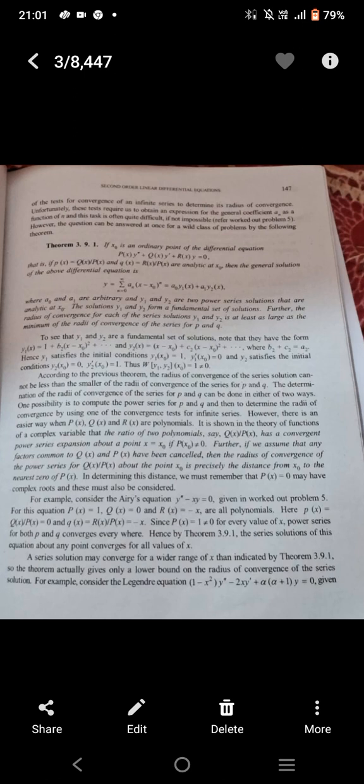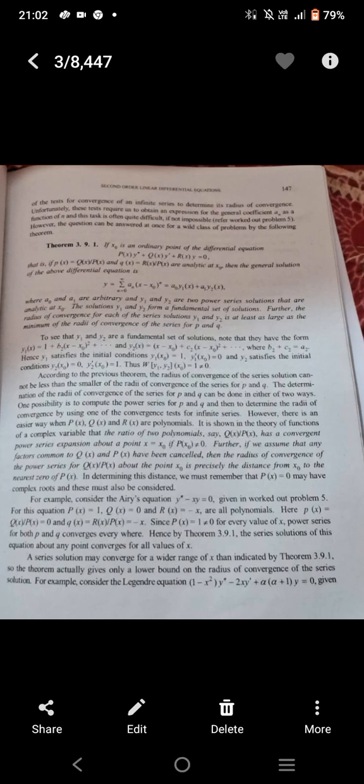of the above differential equation is y = summation over n = 0 to infinity of a_n (x - x naught)^n, which is equal to a0 y1(x) + a1 y2(x), where a0 and a1 are arbitrary and y1 and y2 are two power series solutions that are analytic at the point x0. The solutions y1 and y2 form a fundamental set of solutions. Further, the radius of convergence for each of the series solutions y1 and y2 is at least as large as the minimum of the radii of convergence of the series for p and q.